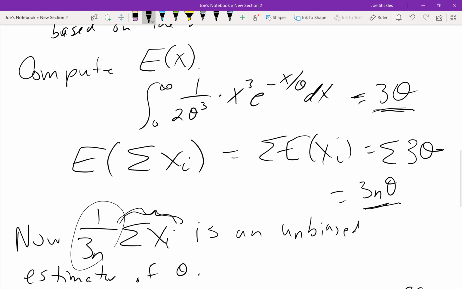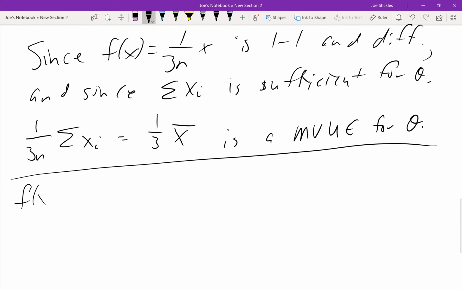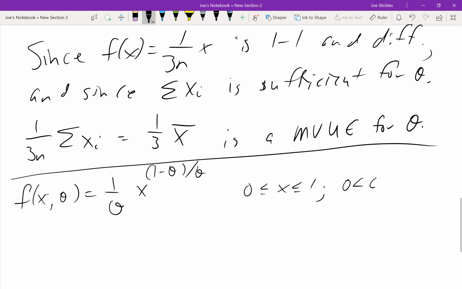So to give you another example here of how you might see something with an exponential family, my book gets flipped so far. This is 10.7, still 10.7-4, but part C. You've got f of x theta is 1/theta, x to the (1 minus theta) over theta. Your x's go from 0 to 1, and your theta is between 0 and infinity.